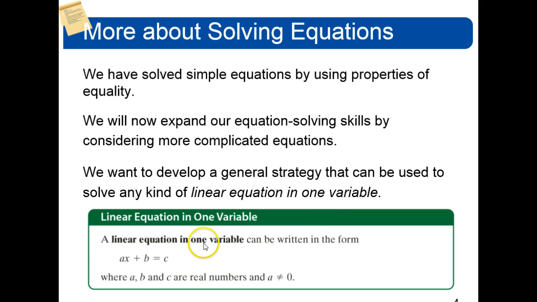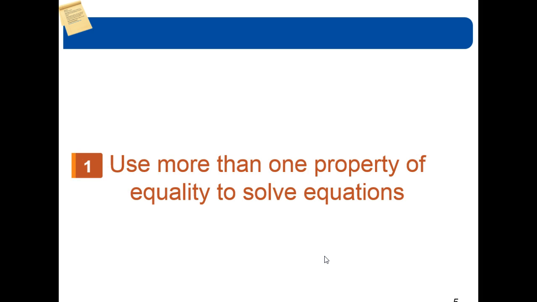Now we have a definition. A linear equation in one variable can be written in the form ax plus b equals c, where a, b, and c are real numbers and a does not equal 0. The reason a can't equal 0 is because if it's 0 times x, that'll make the x disappear, and a linear equation must have an x in it, or a variable. Use more than one property of equality to solve equations.